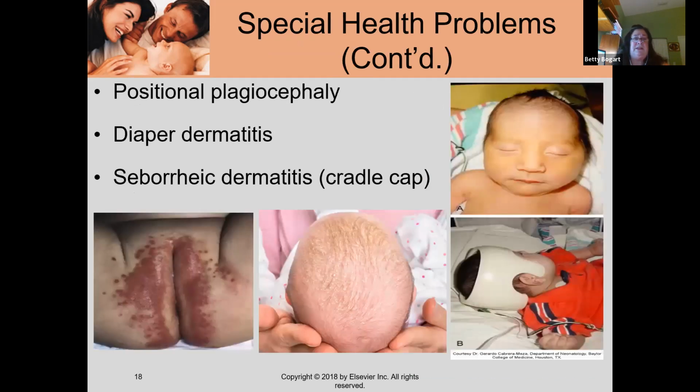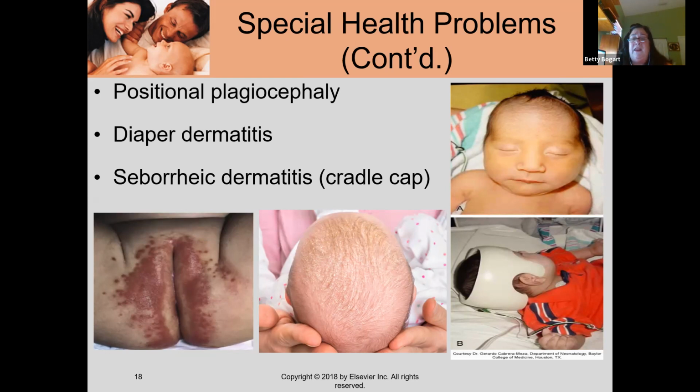Some of the conditions that we see: positional plagiocephaly, which we call toaster heads or flat heads, because premature infants are born and we turn them from side to side, trying to make sure that their body doesn't get any sores. It's because they're on monitors. So we watch them, and sometimes the sides of the heads get flat.